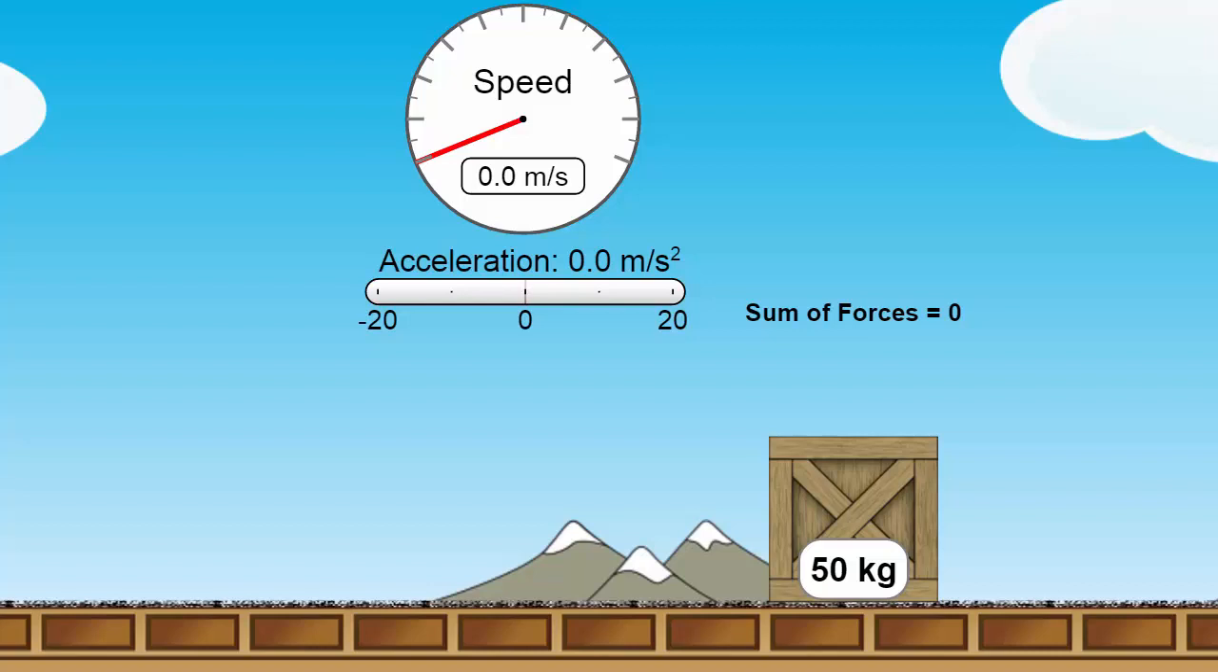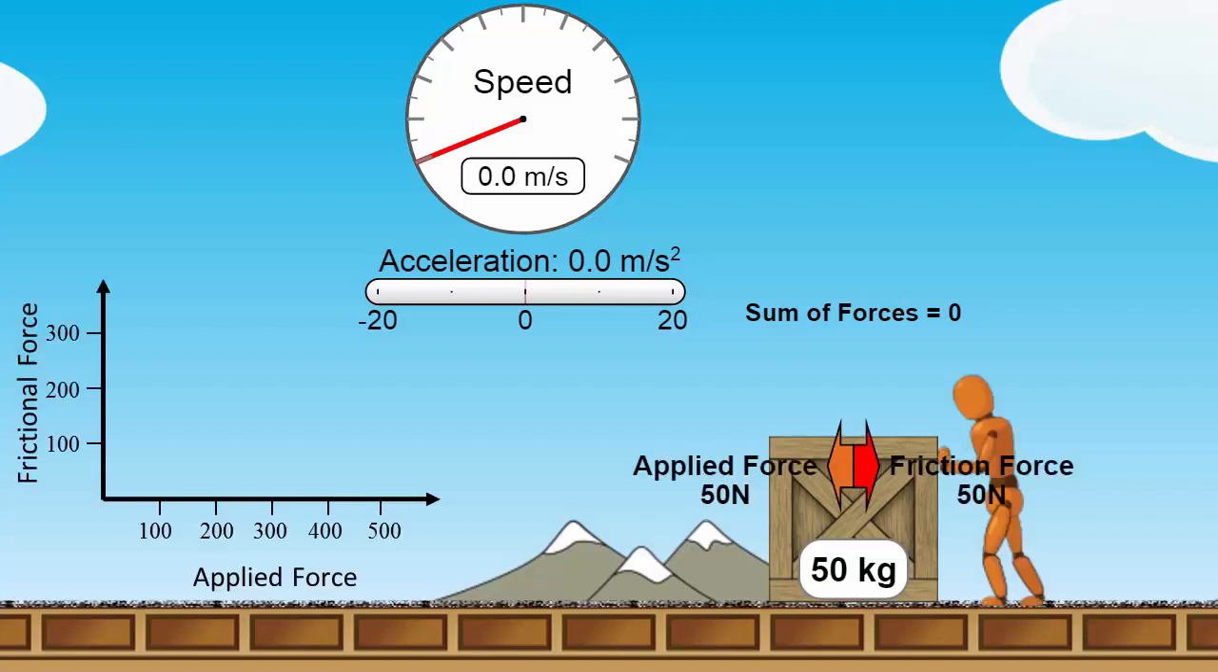Consider a 50 kilogram box sitting on a rough horizontal ground. A person applies a horizontal force of 50 newtons to try to push the box to the right. If the box doesn't move, then there must be a force acting to the left to oppose the applied force, such that the net force along the ground is zero. This force is due to friction.